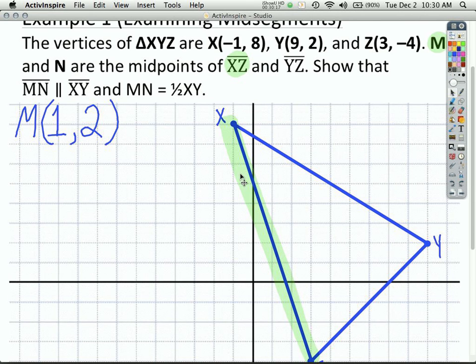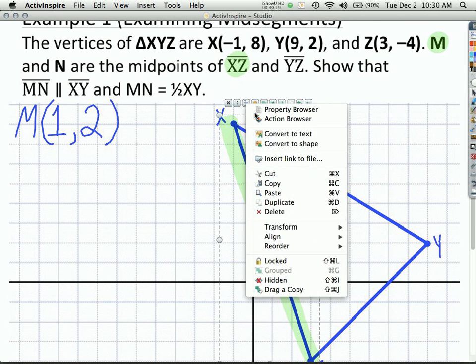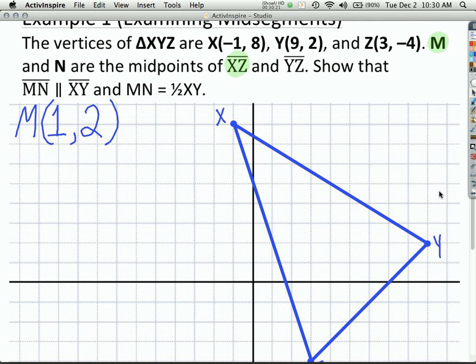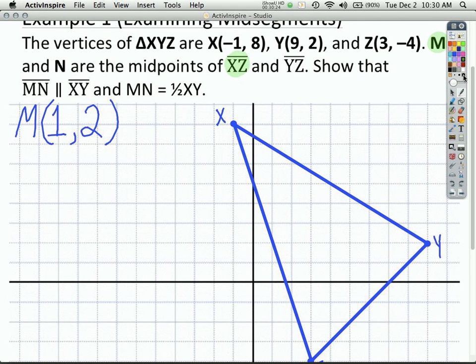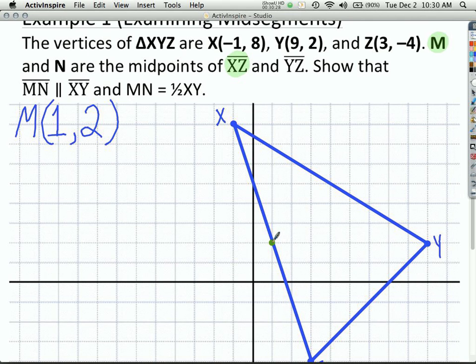So, now we can plot that point. (1, 2). There is the midpoint right there. That is M.